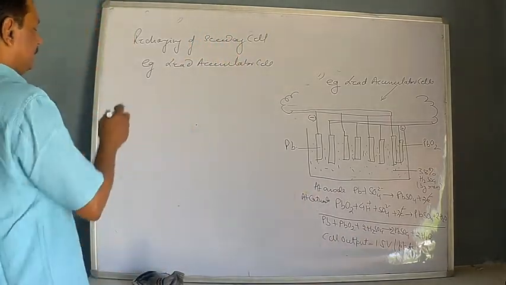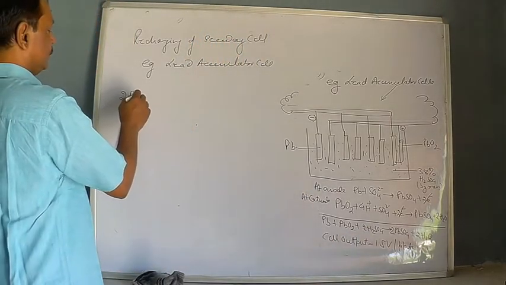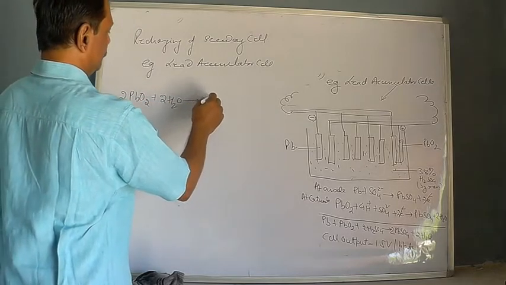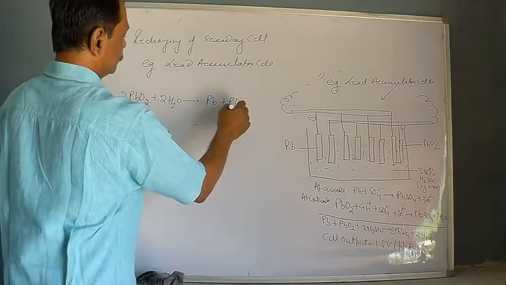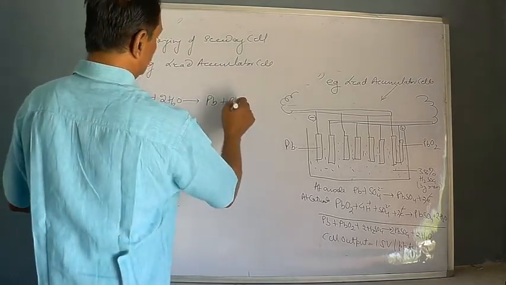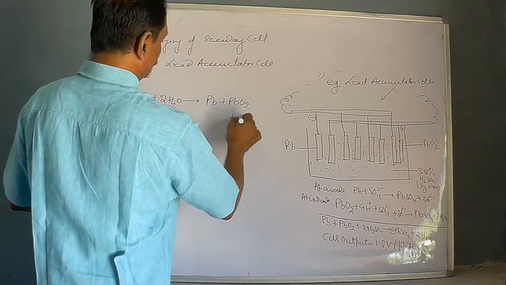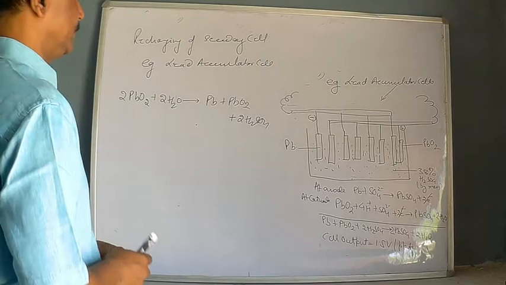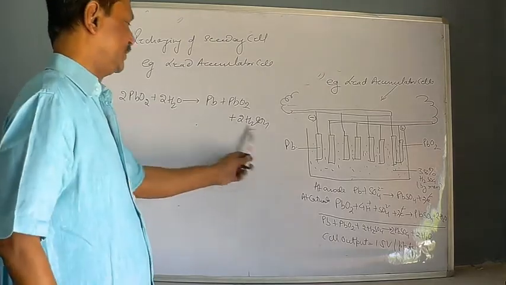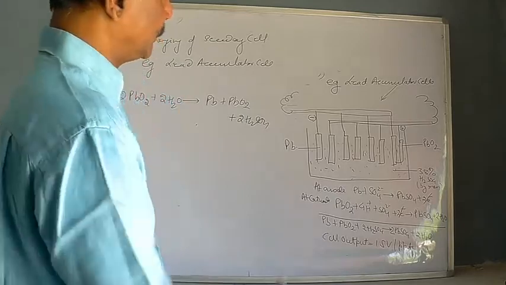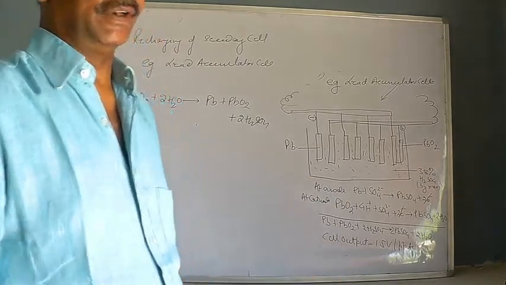The same reaction, I am going to reverse it. 2 PbO2 plus twice H2O is going to give me Pb plus PbO2 plus twice H2SO4. So during recharging of the cell, reverse reaction takes place, and ultimately your sulfuric acid is regenerated and your cell starts functioning again. So that is the recharging of lead accumulator cells.